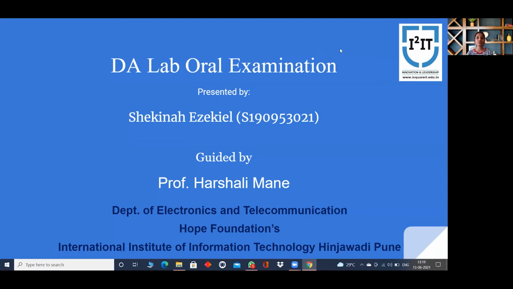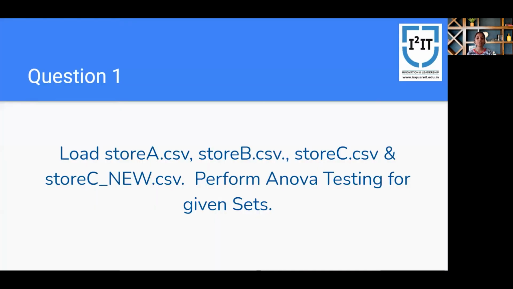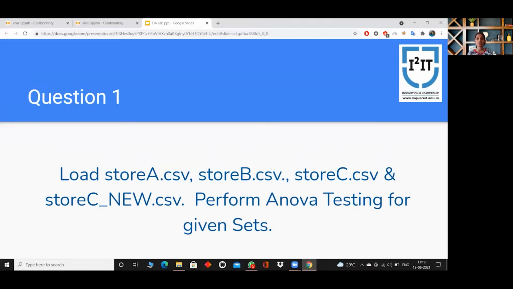So my question for today is to perform ANOVA testing for the given sets. Before we look at the code, let us see what ANOVA testing is. It is a way to find out if a survey or experiment results are significant or not. So let us go to the code.